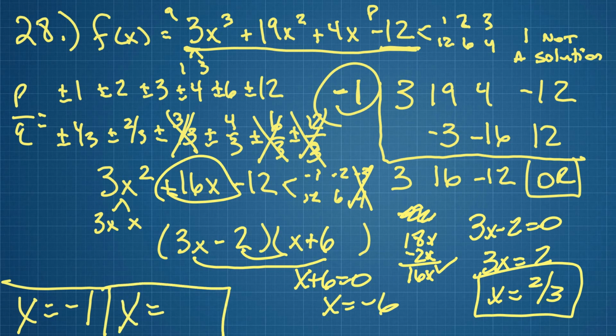X is equal to negative 1. X is equal to negative 6. X is equal to 2/3. I know there's no other options because of the little 3. All right, and that's it for 28.